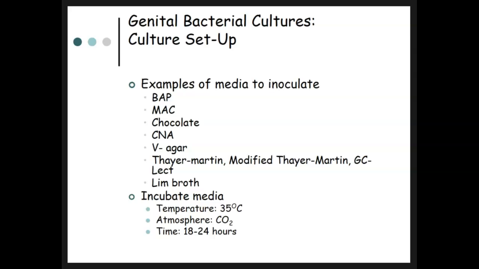Examples of media to include when you inoculate bacterial genital cultures are a blood agar plate for sure, MacConkey to isolate the gram-negative rods, chocolate because you're looking for Neisseria, CNA to isolate the gram-positives, V agar, Thayer-Martin, modified Thayer-Martin, or GC-Lect, which is going to be selective for gonorrhea, and then Lim broth to help isolate group B strep if it is present.